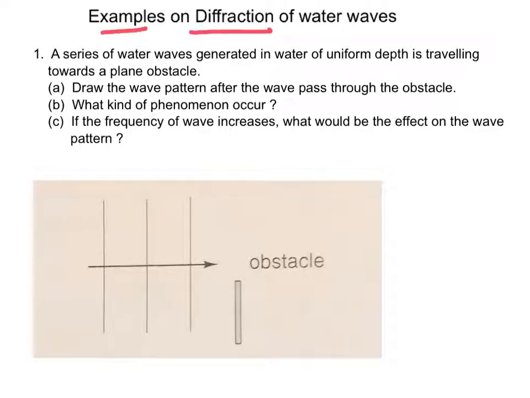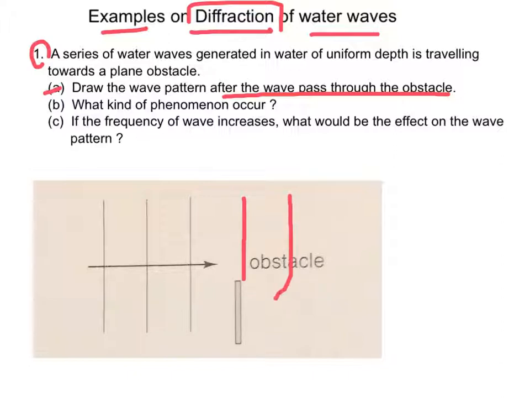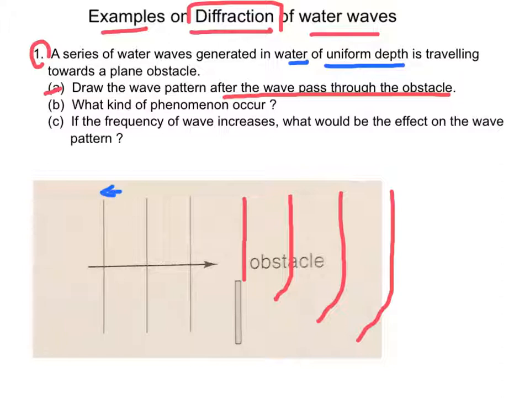Examples on diffraction of water waves. Number 1. Part A. After the wave passes through the obstacle, the wavefront becomes curved. Since the water is of uniform depth, therefore the wavelength of the water wave remains the same.